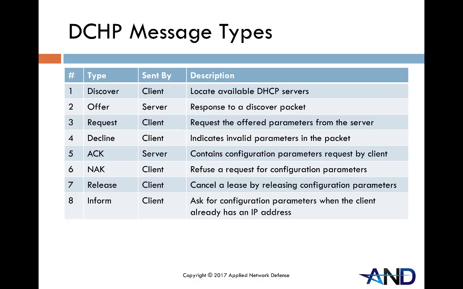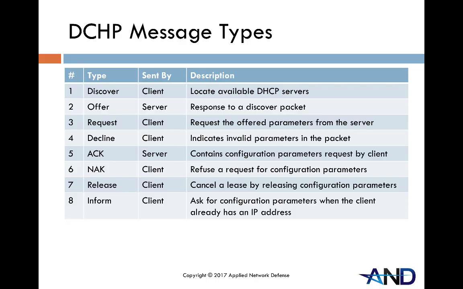In this case, we have really 8 types of DHCP messages here, and I have them broken out based upon the number, the type, who it's sent by, and the description. So the number is the actual value you'll see in the packet. We'll see those here in a minute when we go through the actual packet examples. The type is the name of the message type. Sent by is who would send it, and the description is when that entity would send it.